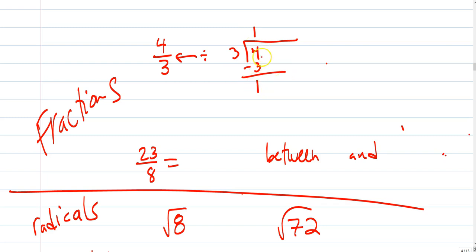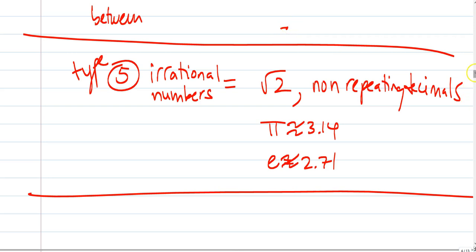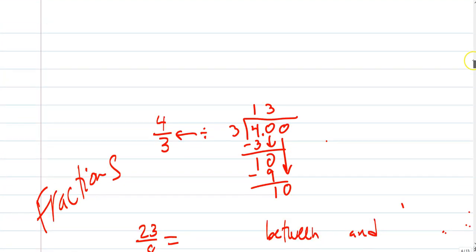If I want to continue and see where this goes, 3 goes into 10 3 times. 3 times 3 is 9, leaves us with a 1. Bring down another 0. 3 goes into 10 3 times. What's going to happen as we keep going? This 3 is going to be repeating. So what would our answer be? 1.3 with a line over it.